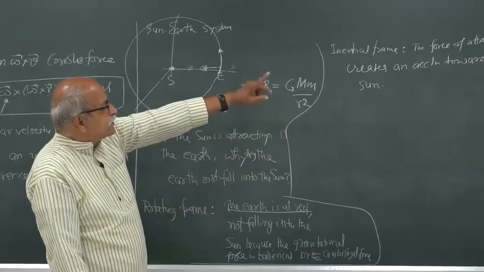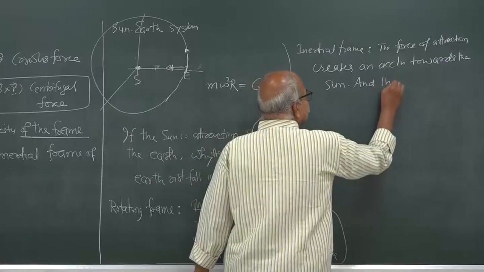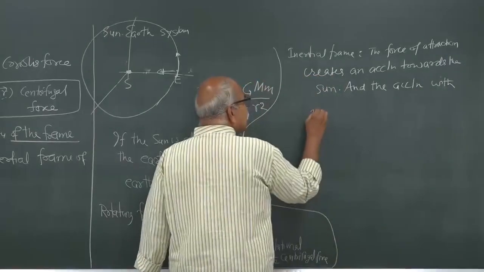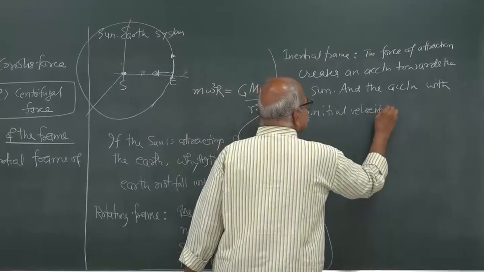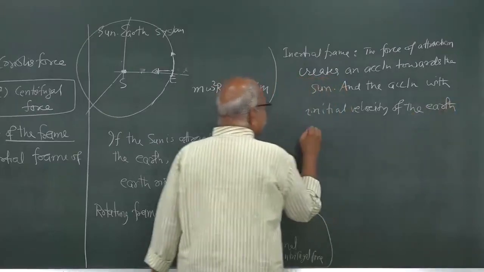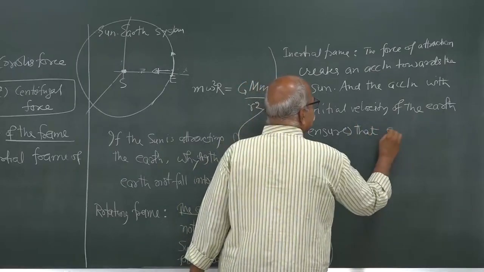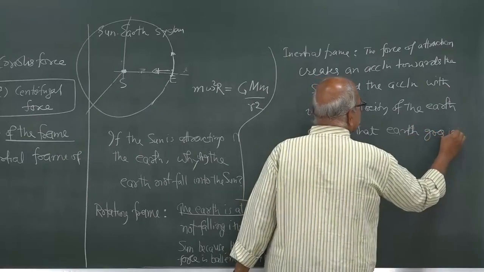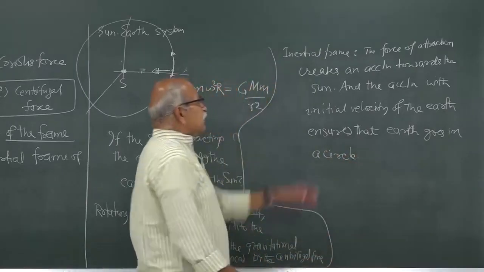So, this creates an acceleration towards the sun, and that acceleration, with the initial velocity of the earth, ensures that the earth goes in a circle. So, this explanation is also correct.